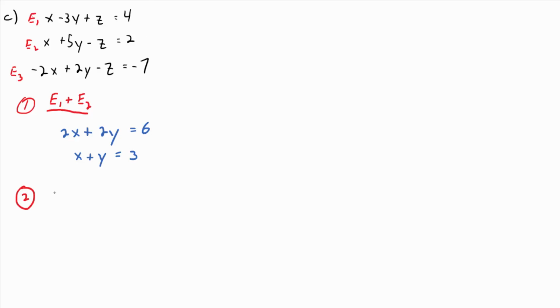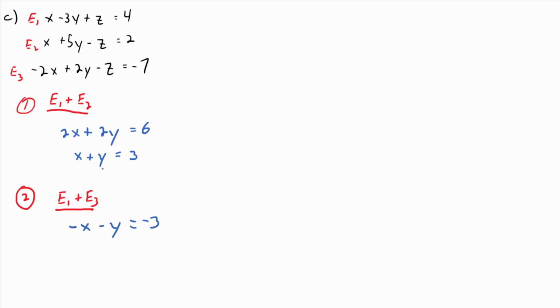So E1 and E3, we're going to add those together. E1 plus E3. What do we get? X plus negative 2x, what does that make? Negative x. Negative 3y plus 2y. Z plus negative z. We're looking at the first and third equation, right? Gone. And then 4 plus a negative 7. Negative 3.